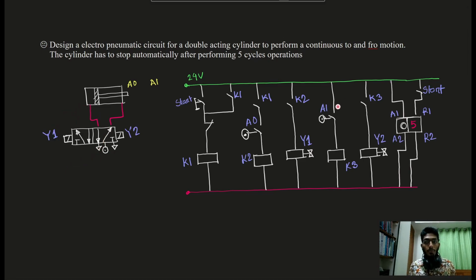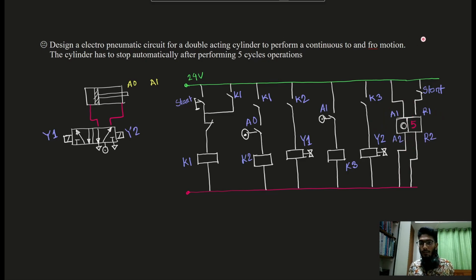Now, at A1 position, this limit switch closes, K3 energizes. This make switch contact will be closed and Y2 will get energized. Because of that, the right side of this 5x2 DCV will actuate and a signal will flow here and the cylinder will start to retract. But at the same time, this counter's A1, A2 coil will get energized.